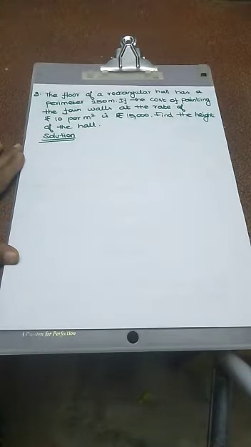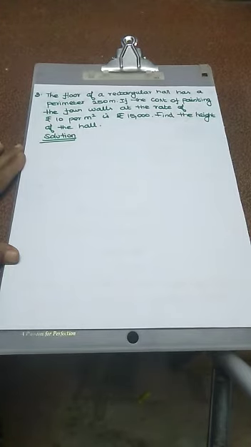Third problem. The floor of a rectangular hall has a perimeter 250 meter. If the cost of painting the 4 walls at the rate of rupees 10 per meter square is rupees 15,000, find the height of the wall. Here what is given? Actually the perimeter of the rectangular hall is given, that is 250 meter. Another one, cost of painting per meter square is rupees 10. The whole cost is 15,000. We have to calculate the height of the hall only.